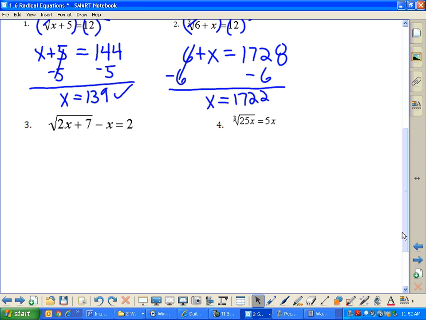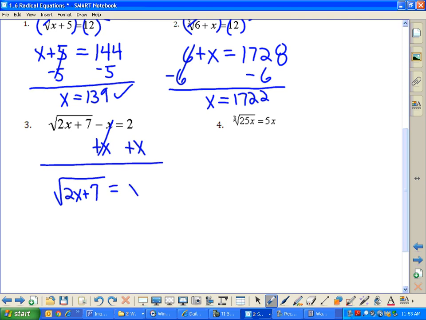Yeah, you'd have to add the x to both sides. Keep in mind, I like to write my polynomials in standard form. So on the left side, what do I have left over? Just the square root of 2x plus 7. And then on the right side, I have x plus 2. So step 1 is done. The radical has been isolated.